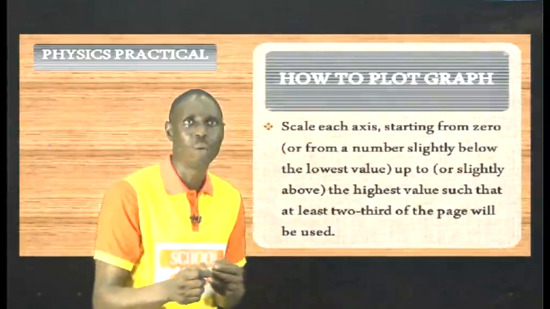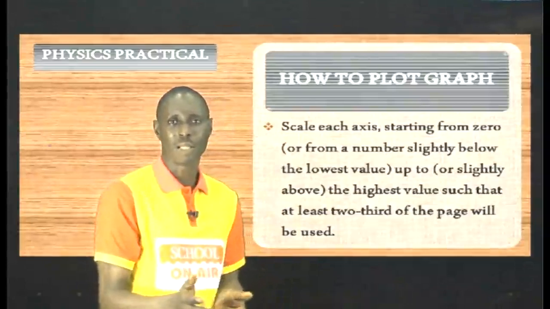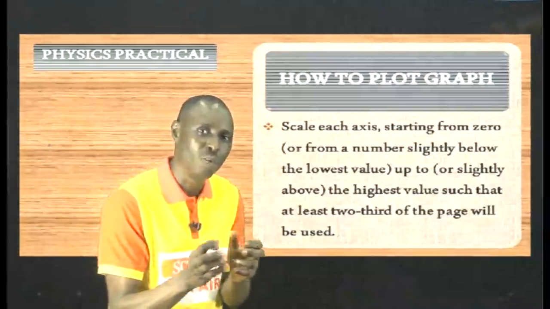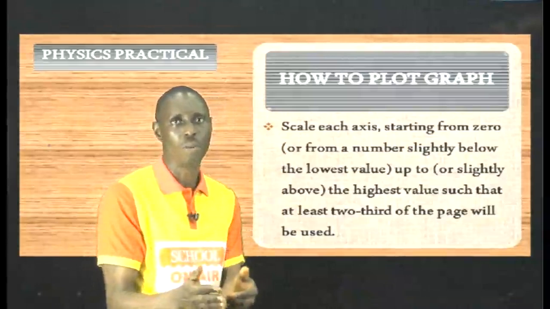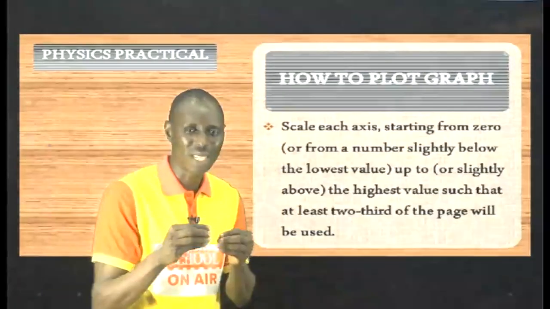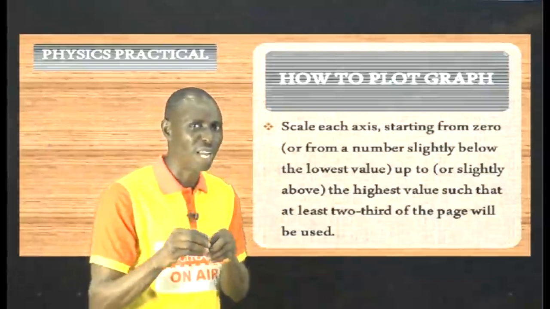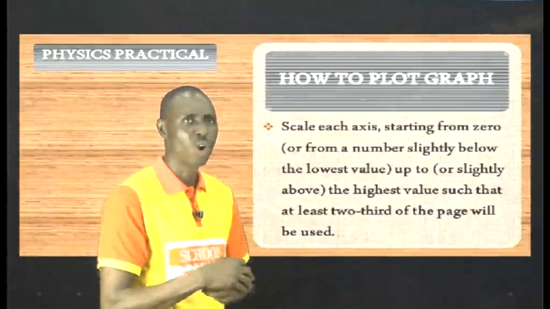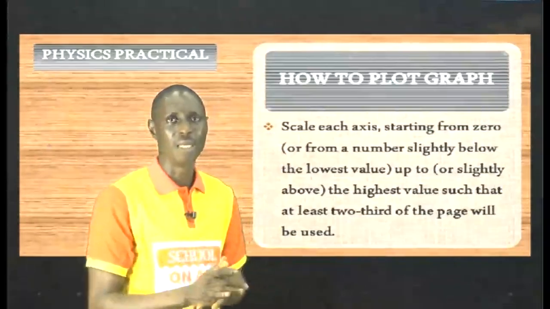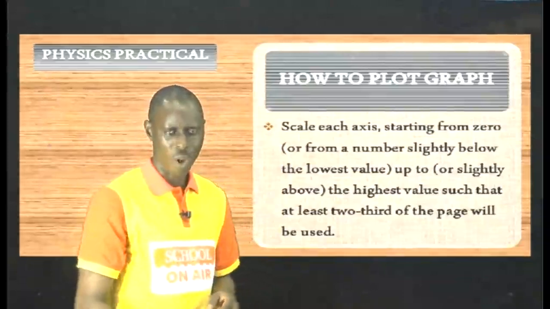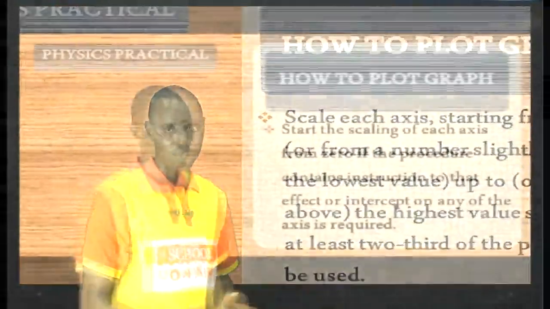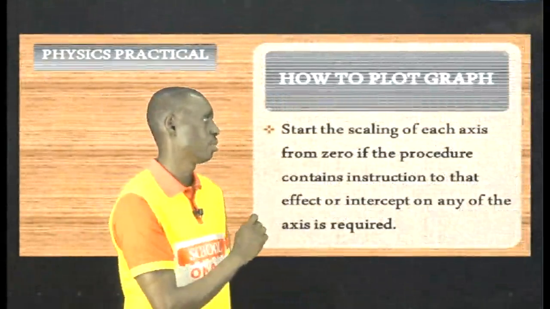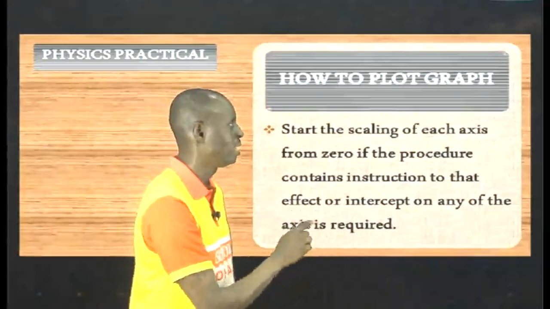Or you are using a scale that will be difficult, like a scale of 3.5 for 1 unit. So along the way, if you end up having a figure that will be difficult for you to input there, then there will be a problem. That's the essence of checking those figures at the onset, to have an idea on how to arrange those figures on the graph sheet, thereby ensuring that your work will come out not only perfect but neat, and in such a way that the examiner will actually give you the required marks for the question being answered. So you have to start the scaling of each axis from 0 if the procedure contains instruction to that effect, or intercept on any of the axes is required.